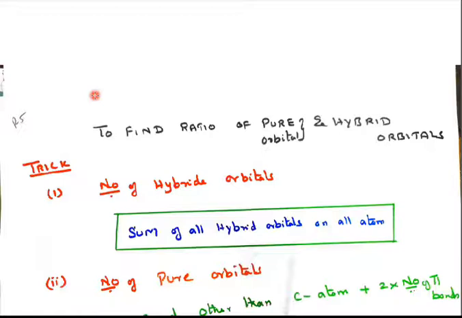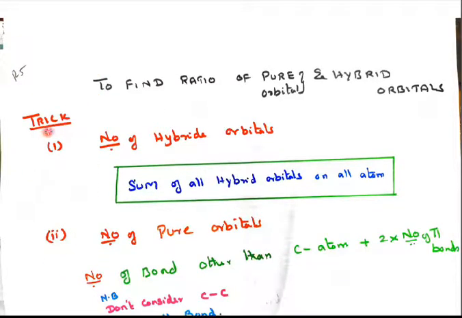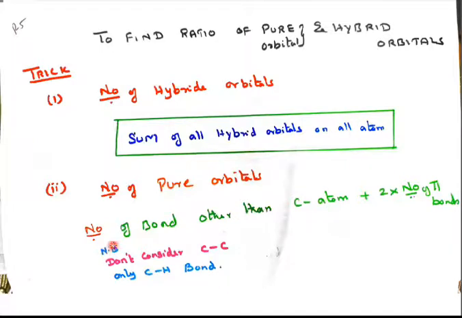Come to the next topic: to find the ratio of pure orbitals and hybrid orbitals. There is a trick to find the number of hybrid orbitals and the number of pure orbitals. The sum of all the hybrid orbitals on all atoms is called the hybrid orbitals. The number of pure orbitals is the number of bonds other than carbon-carbon bonds plus 2 into the number of pi bonds. The rule is: number of bonds other than carbon-carbon plus 2 into number of pi bonds.